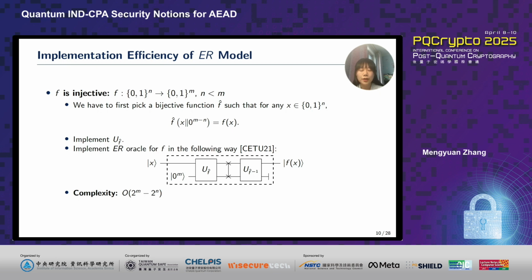Second, we have to implement the corresponding unitary operator for f hat. Finally, we have to implement the erasing oracle for f in the following way, which involves first applying the embedding oracle of f hat, swapping the input and output register, and applying the standard oracle of the inverse of f hat. Then we have that the overall complexity is at least 2 to the power of m minus 2 to the power of n.